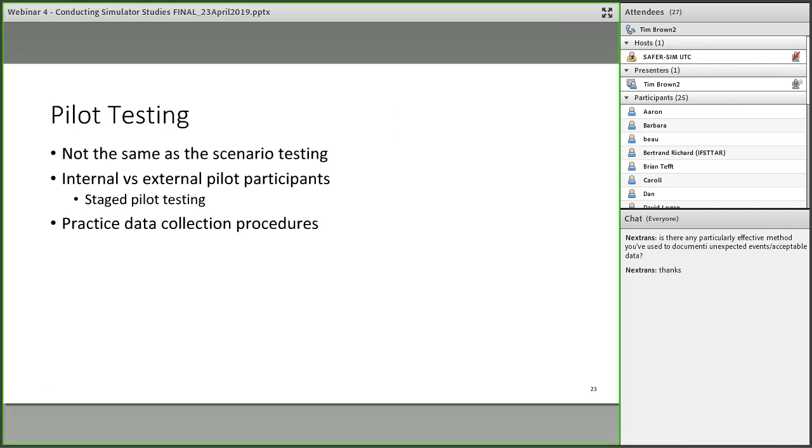So pilot testing is the next thing on the list. When we talked about scenarios, we talked about scenario testing and making sure that the scenarios worked as you expected them to. Pilot testing is not the same as scenario testing. We can be doing scenario testing as part of pilot testing, but it's further down that process. We're doing this at the point where we think the scenarios are ready to go, but we want to expose our entire process, both the scenarios and our procedures, to people who are not familiar with them. And that's a critical spot in the process.